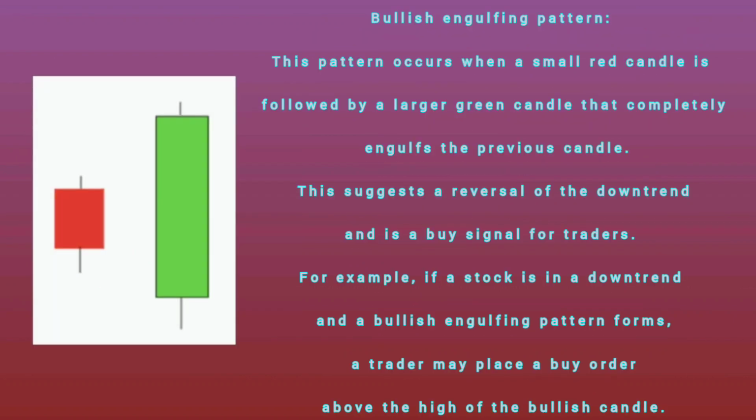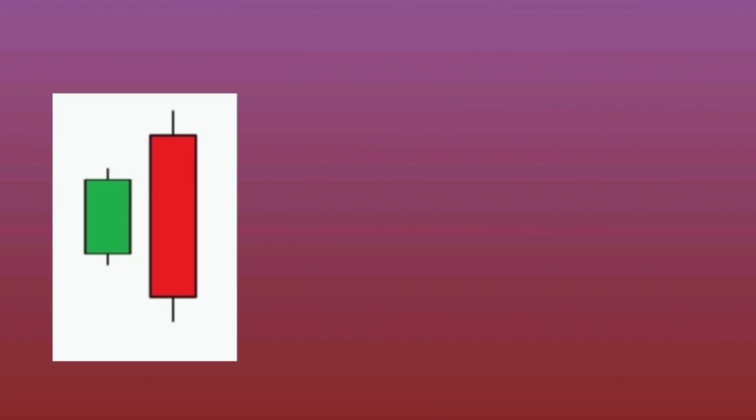Bullish engulfing pattern. This pattern occurs when a small red candle is followed by a larger green candle that completely engulfs the previous candle. This suggests a reversal of the downtrend and is a buy signal for traders. For example, if a stock is in a downtrend and a bullish engulfing pattern forms, a trader may place a buy order above the high of the bullish candle.